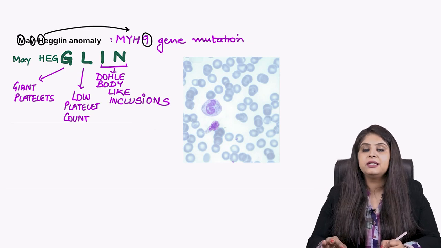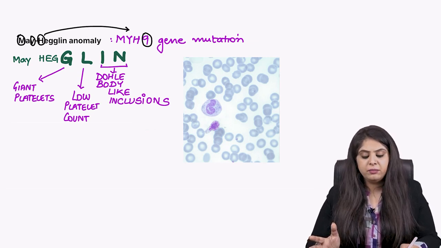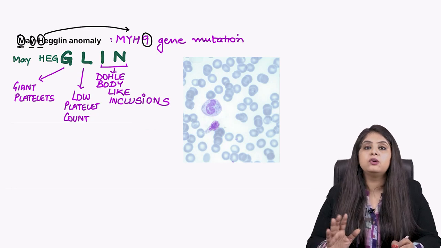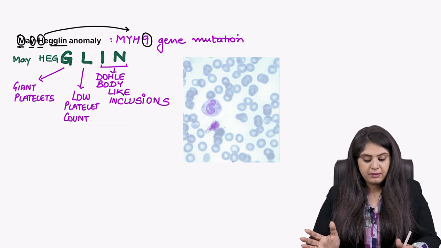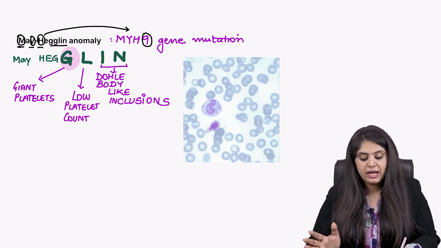Learn the entire thing. What is seen in May-Hegglin anomaly? So from May, I obviously gathered all of your MYH gene. From Glyn, I will gather whatever is seen. Number 1, it is going to show you giant platelets.